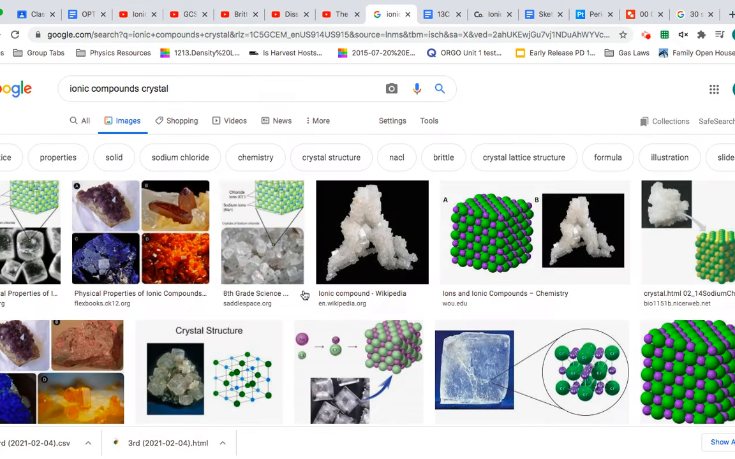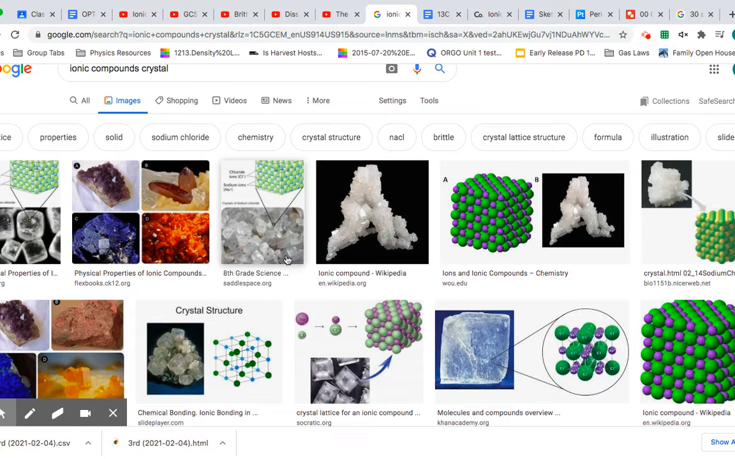And then I do want to show you. So this would be just Googling image quick ionic compounds crystal. What does that mean? What is this looking like? So you have these blocky looking things, right? Which is showing how the ions are combining together to make this form. And then also you can think about it in terms of a literal little crystal looking thing.